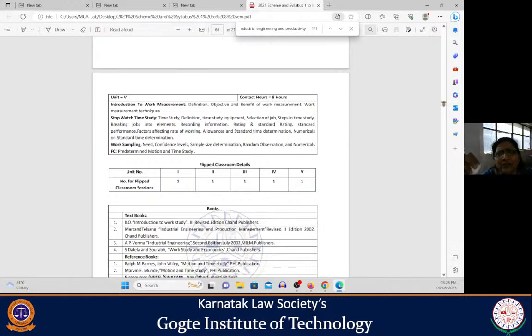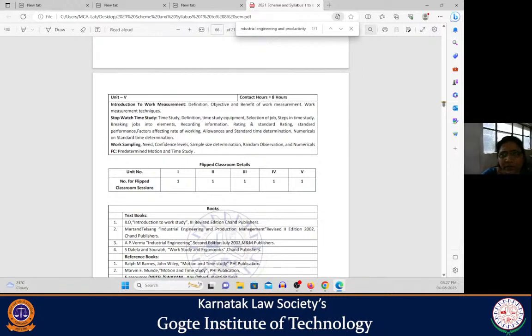This subject is a very, very important aspect nowadays. By improving the productivity, in turn you are improving the profit of the organization in general. So you can apply it anywhere: to the business, to the service industry, to the manufacturing industry, the mechanical industry, anywhere. And individually also, if you apply it, you can improve your efficiency. All these things you are going to learn in industrial engineering and productivity management.